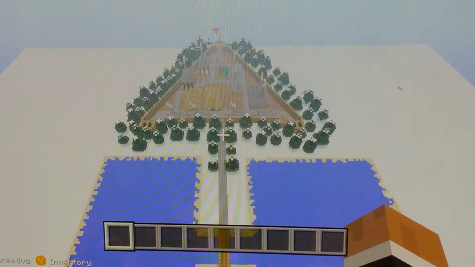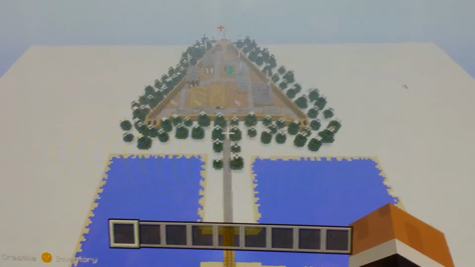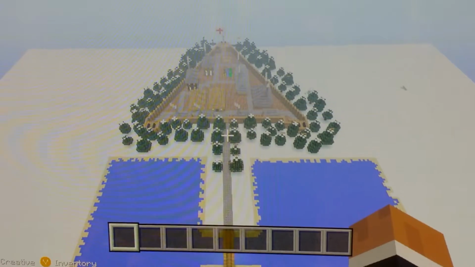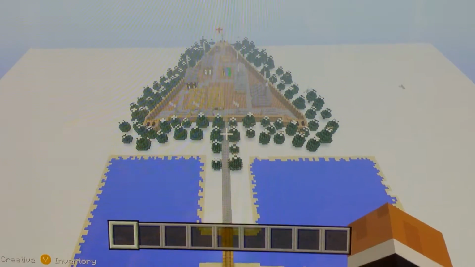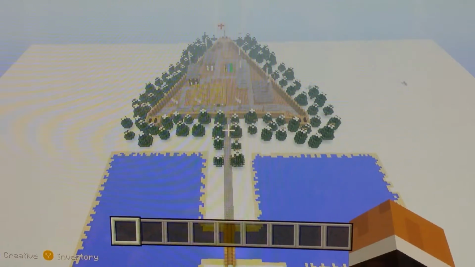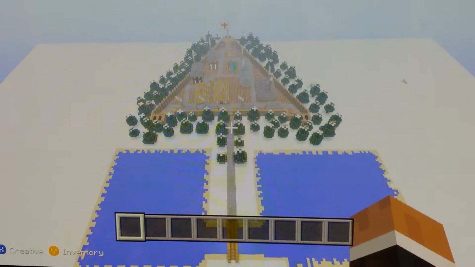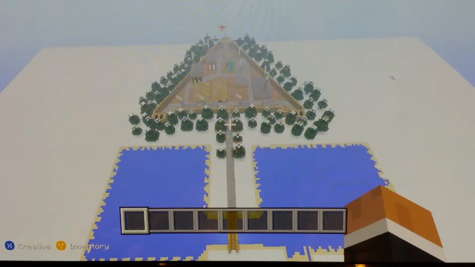About a month ago, we were assigned a Jamestown project, and you had to come up with something creative to represent Jamestown. So I chose to build it on Minecraft. This project took me about 40 hours to make. Now I will give you a tour.